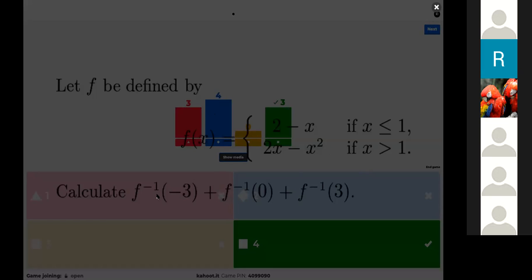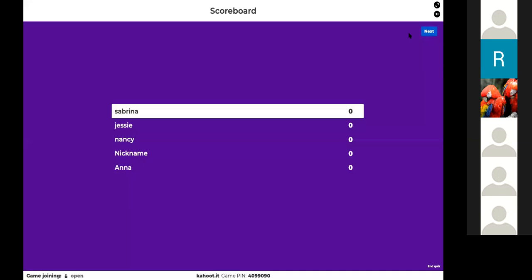Yeah, I think you gotta be careful because it says the inverse. It wants you to find the inverse of f. So if you just plugged in those numbers, it would have been incorrect. Sabrina is in first place.